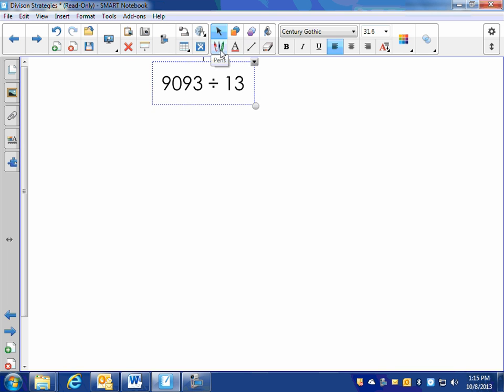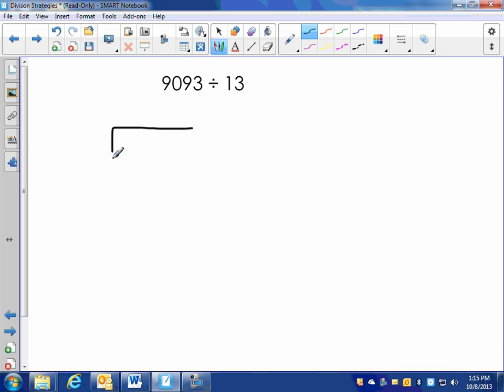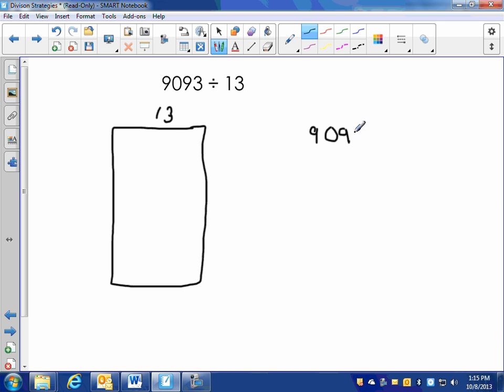I'm going to solve it very similarly. I'm going to draw my rectangle first. I'm going to write my divisor above my rectangle. Ooh, that's a 13. And then the dividend will come over here to the right. So I want to take 13 into 90 to start off.